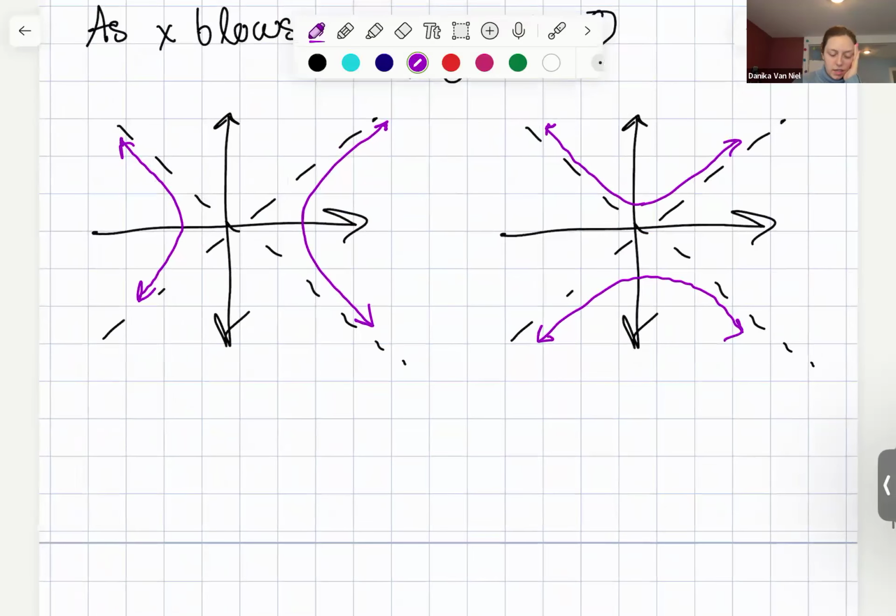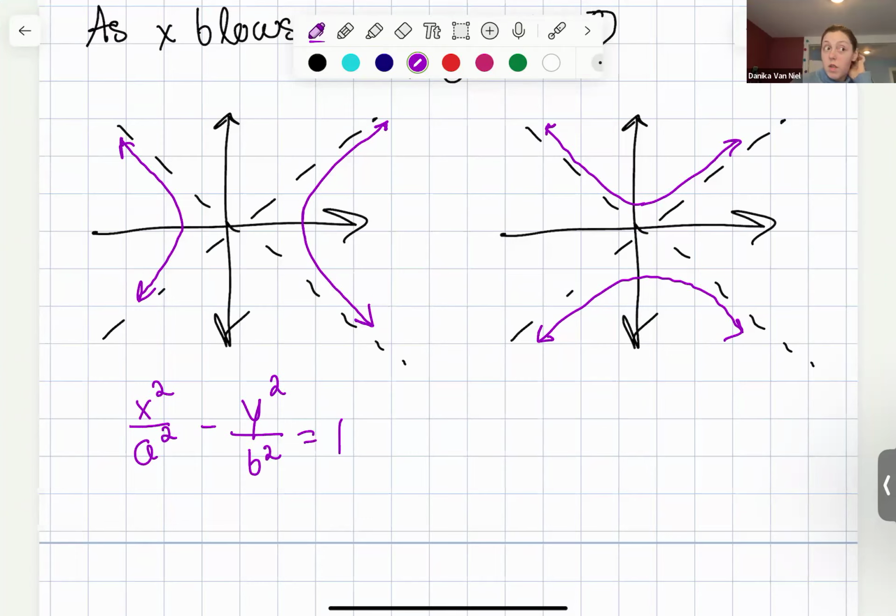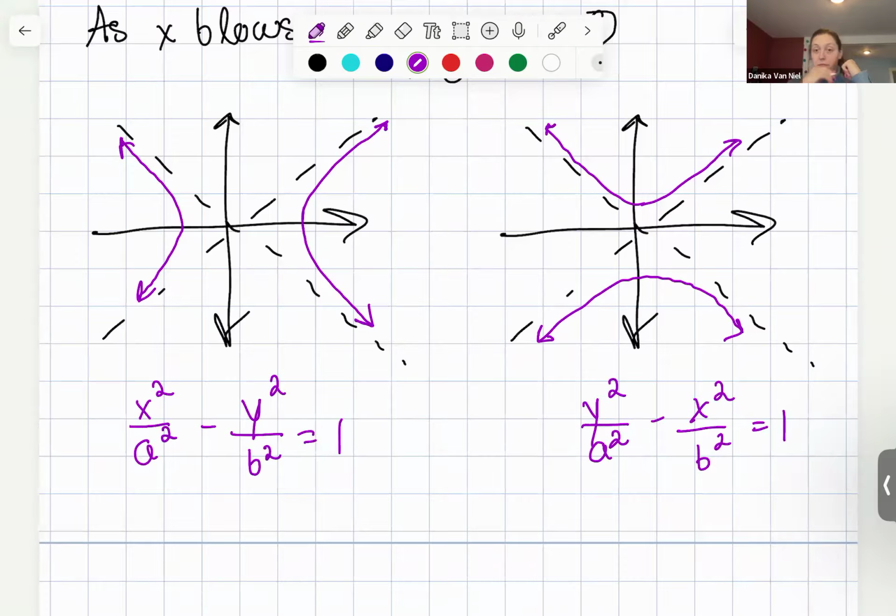This first one is x squared over a squared minus y squared over b squared equals 1. And the second one is y squared over a squared minus x squared over b squared equals 1.